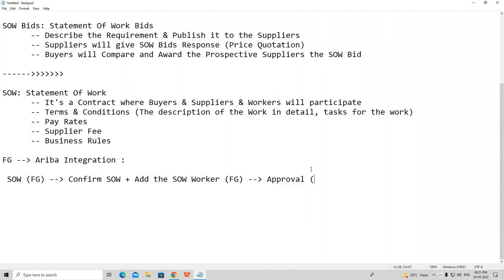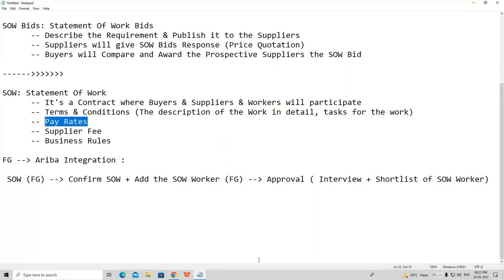So what does approval mean? Multiple times I have written, this is basically called approval. I'm not talking about the approval workflow. I'm talking about this process. This process is basically called the approval. Once this happens, how will the salary work? In SOW by default, the pay rates will be there, right?